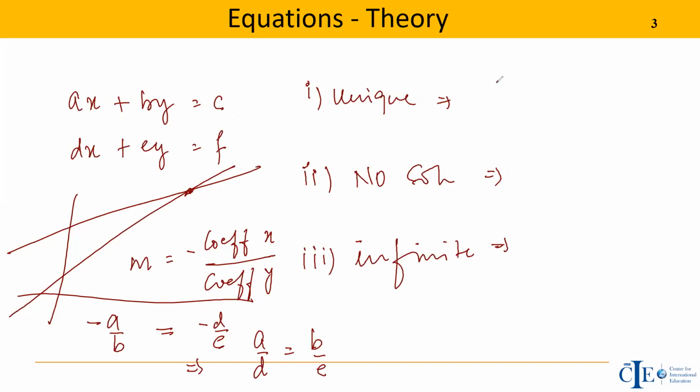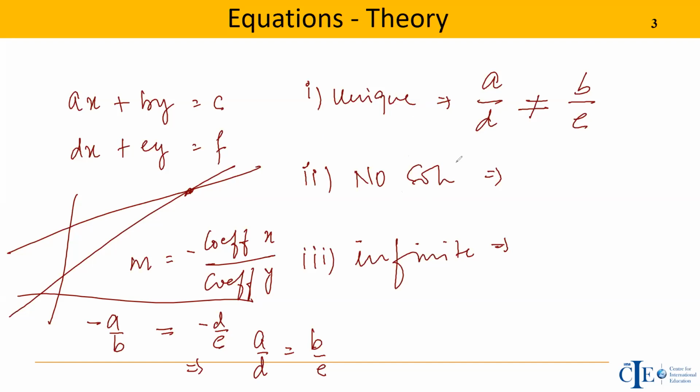You can simply say if the coefficient of x, a by d, is not equal to the coefficient of y, which is b by e, then you're always going to get a unique solution, because graphically this would represent two lines which will have different slopes. As they have different slopes, they are bound to intersect each other at one point, and hence there'll always be a single point of intersection.